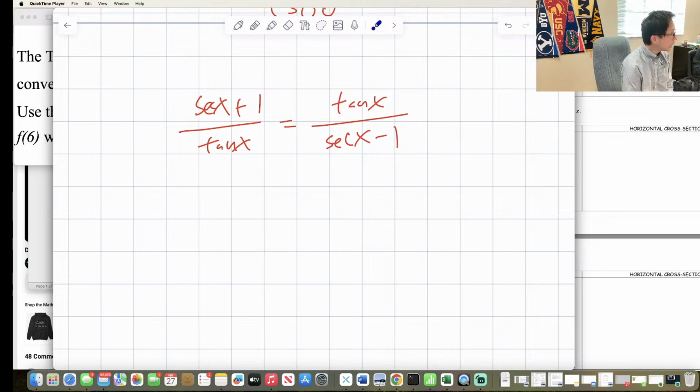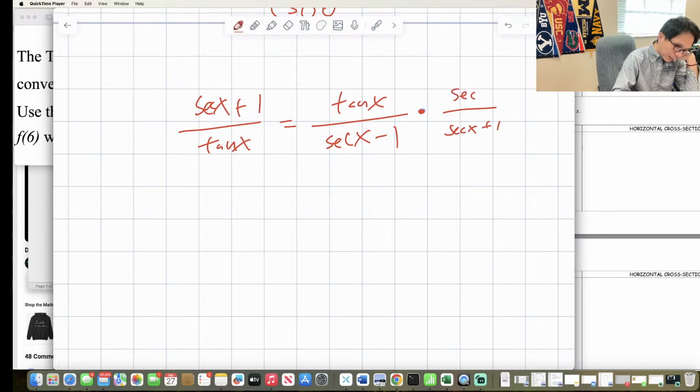Conjugate is only for a binomial, right? What is the conjugate of secant of x minus 1? I'm going to do this to the right side. It doesn't matter which side I do. Secant x plus 1. Good. Secant of x plus 1 over secant of x plus 1.